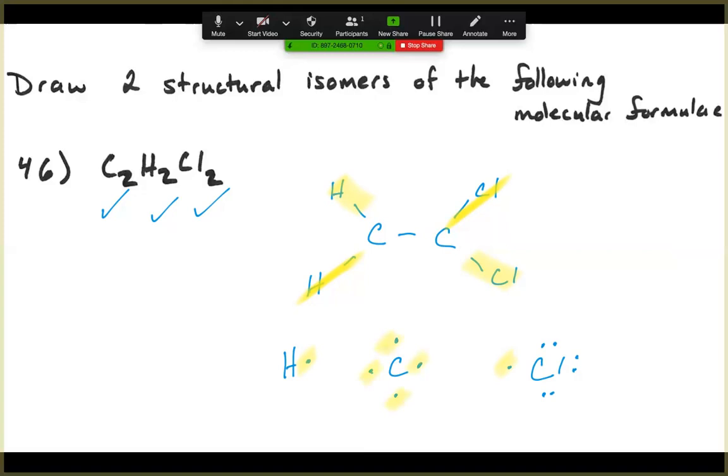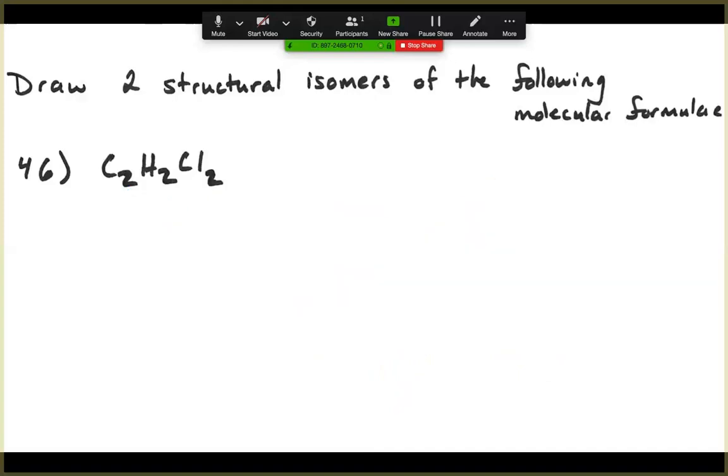Each of these carbons only has 3 bonds. So how do I get around that? If I put a double bond between them, everyone's happy. Every hydrogen's got 1 bond, every chlorine's got 1 bond, and every carbon has 4 bonds. So let me clean this up. The structure we just drew was that. It's asking me for 2 structural isomers.